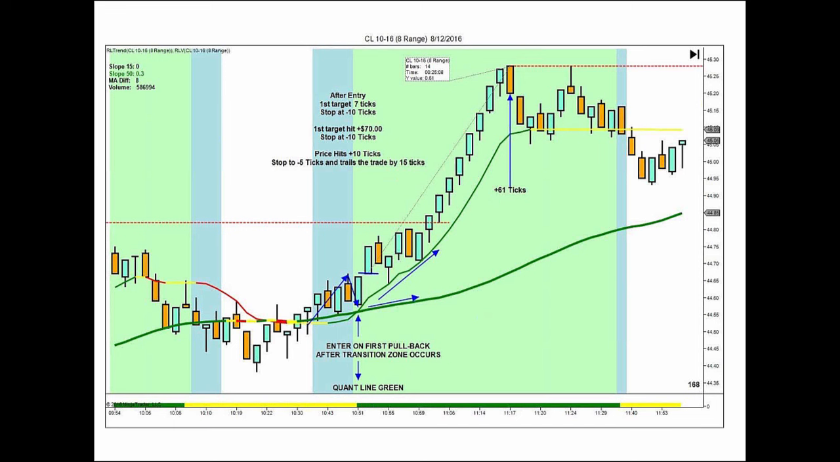The quant line is green. On crude, we only have 3 correlative markets, not 6. On the E-mini, on other futures we trade, we have 9 correlative markets. It's got to be in your favor as well. Money flow has to be into crude. You take the first retracement, and you're in right here at the blue line.